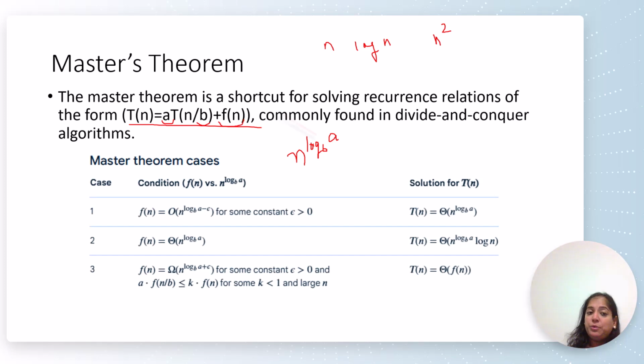Now, there can be three cases. Either f(n) equals O of n raised to the power log a base b minus epsilon, where epsilon is some constant greater than 0. Then your solution is going to be theta of n raised to the power log a base b. You do not need to do anything else. If f(n) equals theta of n raised to the power log a base b, then your solution is going to be this, case 2. And if f(n) equals omega of n raised to the power log a base b plus epsilon, then your solution is going to be theta of f(n). This is the simplest solution actually.